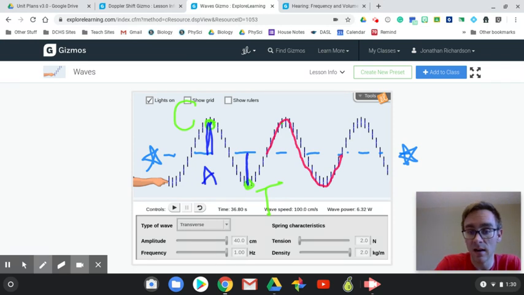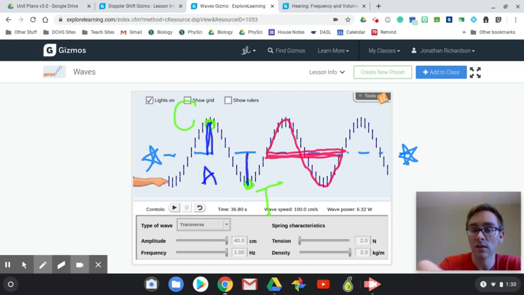That length right there is called the wavelength. It's how long each individual wave is, and it just keeps repeating. So I have about 2.5 waves shown on the screen. Now, there's an easier way to measure it.